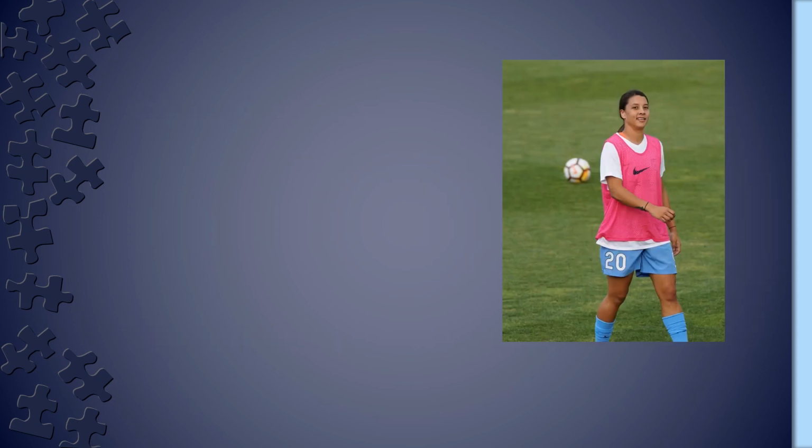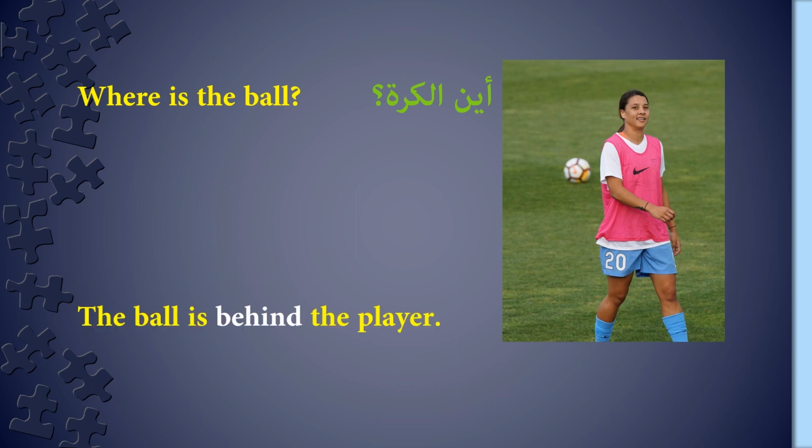يلا. Where is the ball؟ أين الكرة؟ The ball is behind the player. الكرة خلف اللاعب أو اللاعبة. The player يقدر يكون لاعب يقدر يكون لاعبة. هنا عندنا لاعبة الكرة. إذن the ball is behind the player. Good.